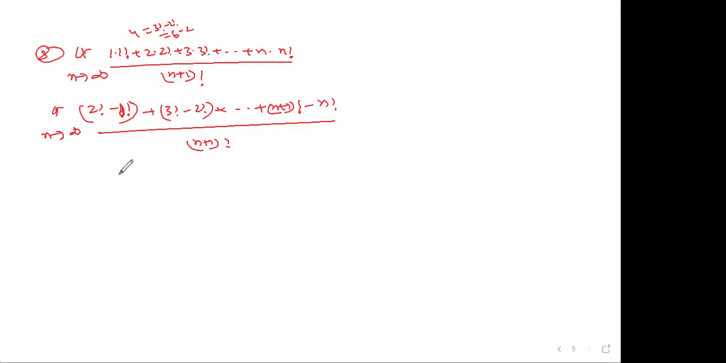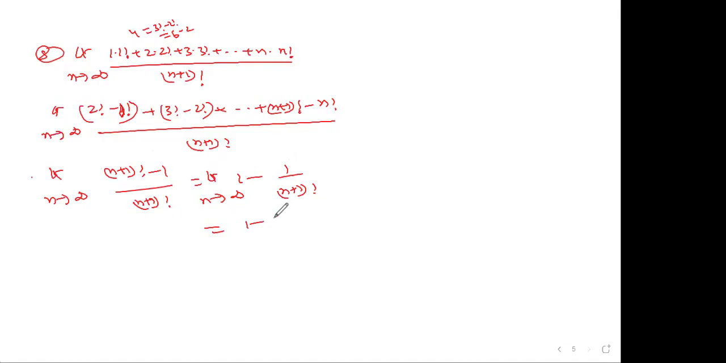So everything gets cancelled here now. Only two terms are left out. Limit n tends to infinity, see here, n plus 1 factorial minus 1 divided by n plus 1 factorial. What happened here? n tends to infinity, 1 minus 1 by n plus 1 factorial. You know very well 1 by something going to infinity is what now? 0. So the answer is 1. I'll move on to the next one now.